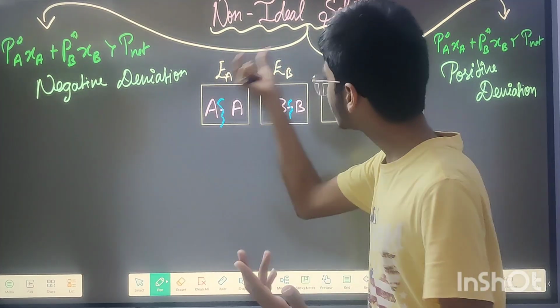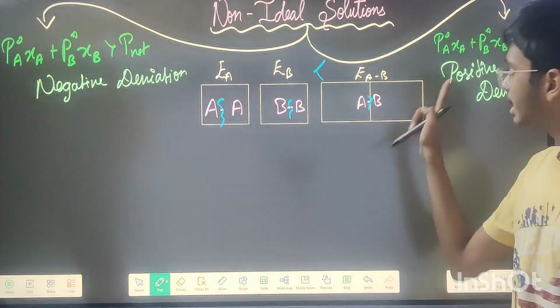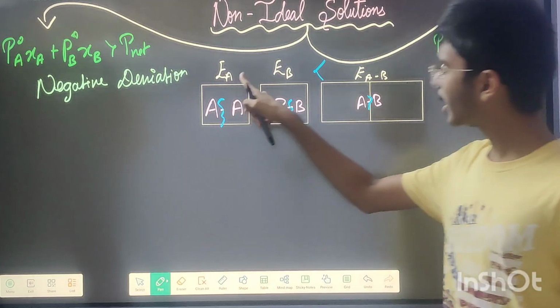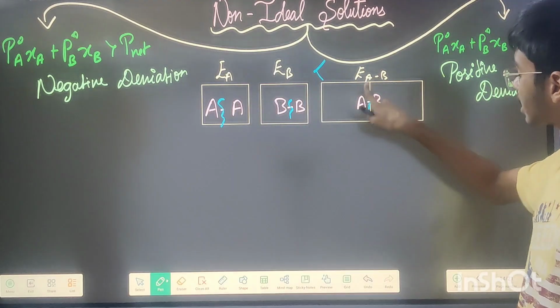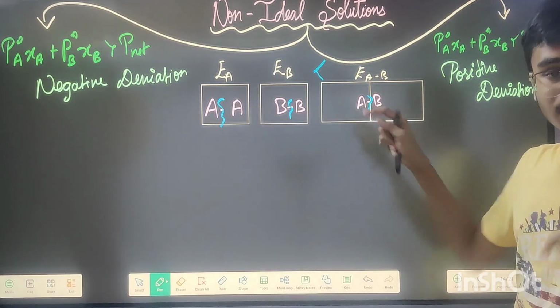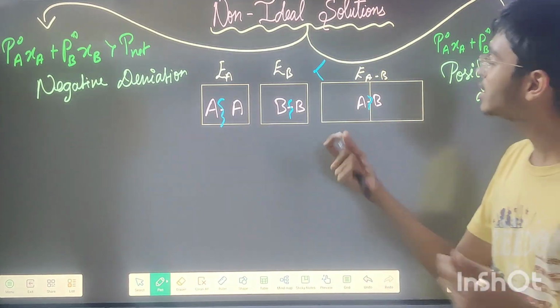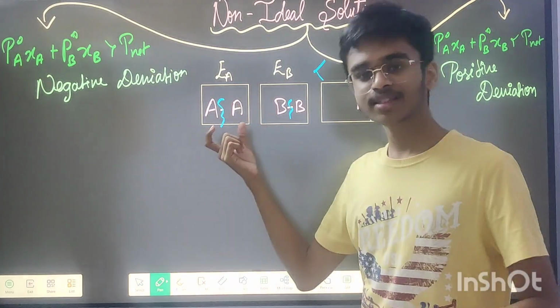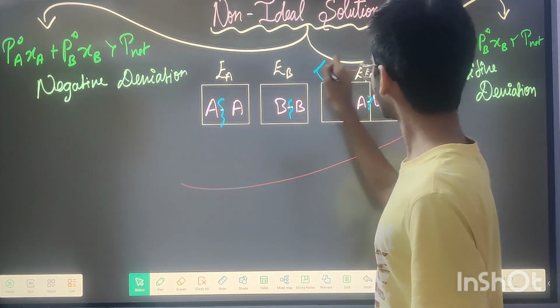The energy that is required to break this EAB is greater than the sum of energy of EA and EB. So that means the energy that is required to break the bond between A and B is greater than the sum of energy that is required to break the bond between A itself and B itself.